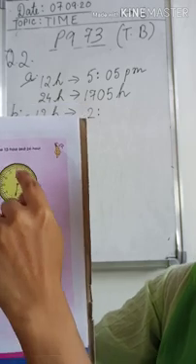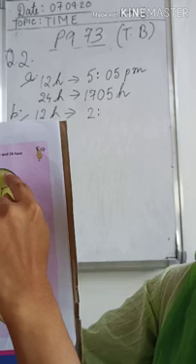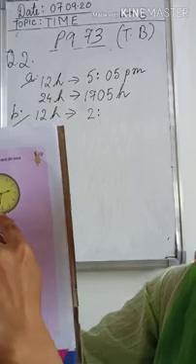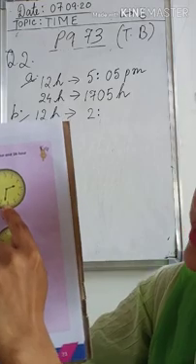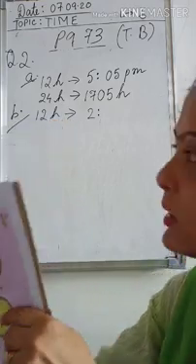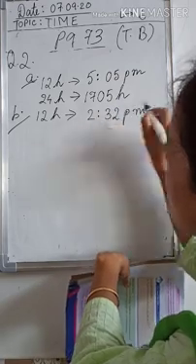So how 30 minutes? 5. How many 5s are you getting between 12 and 6? 1, 2, 3, 4, 5, 6. You are getting six 5s. So six 5s is 30. So 30 minutes and 2 minutes more. So it is 32 minutes. 2:32 PM because it's afternoon.